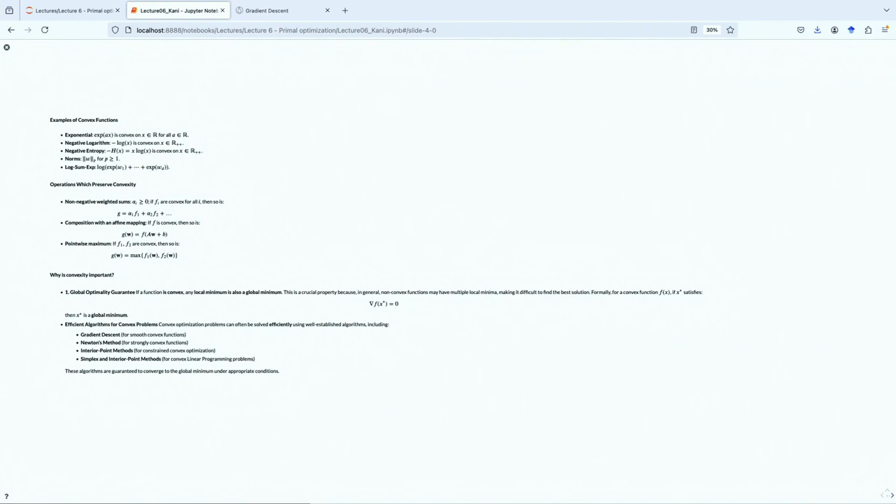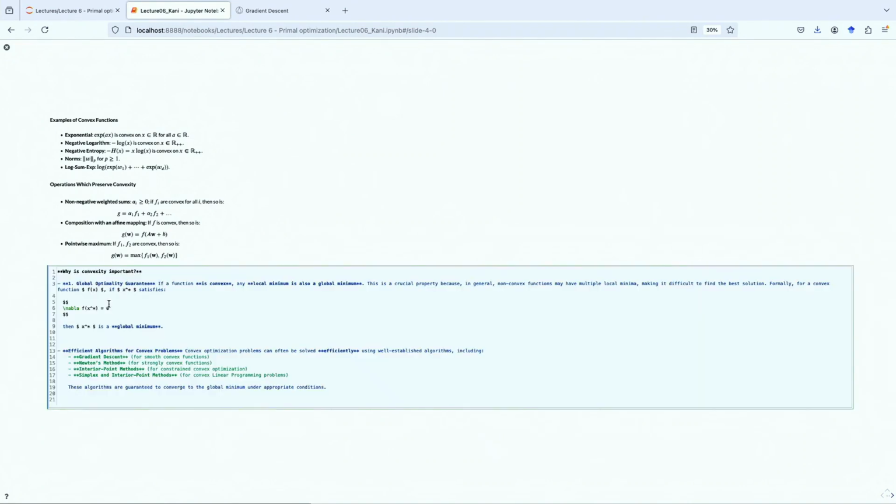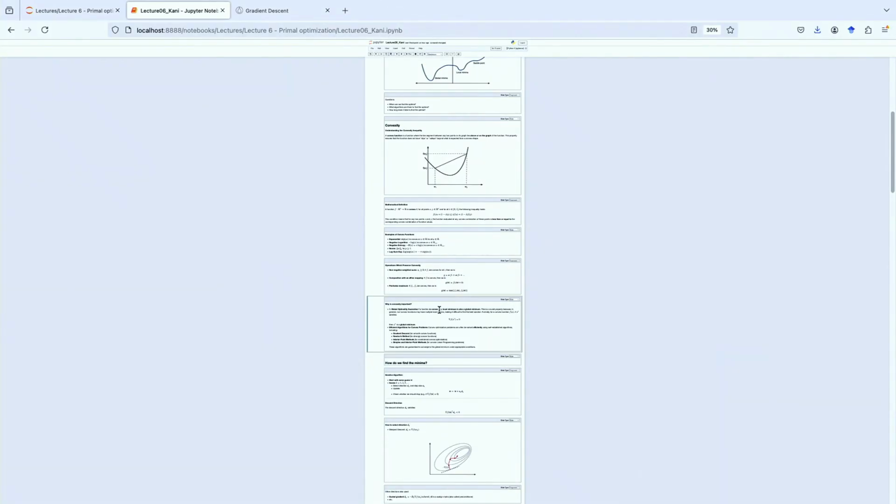I should have... oh, well, let me adjust this real quick. This was supposed to be on another slide. I don't want this to be. There we go.